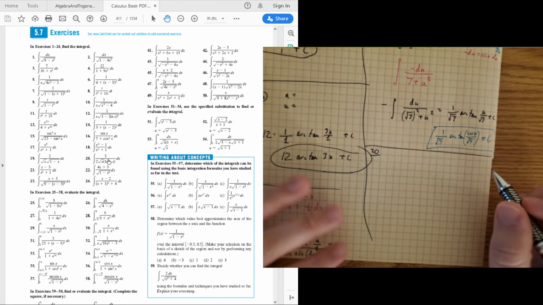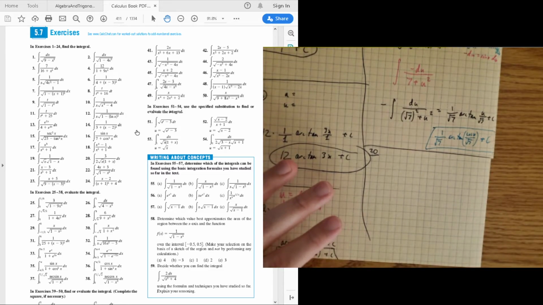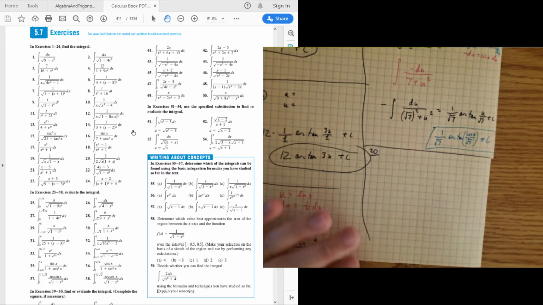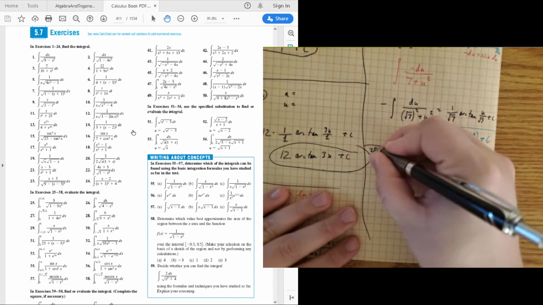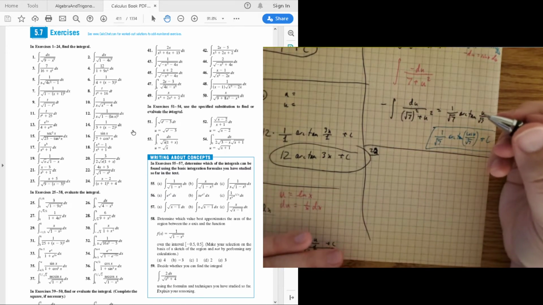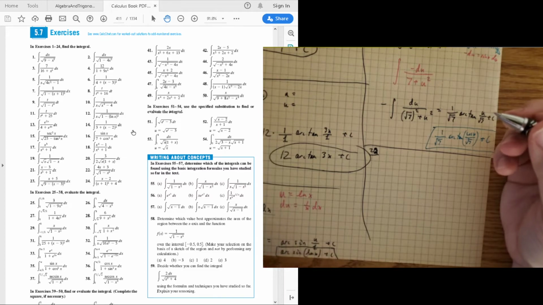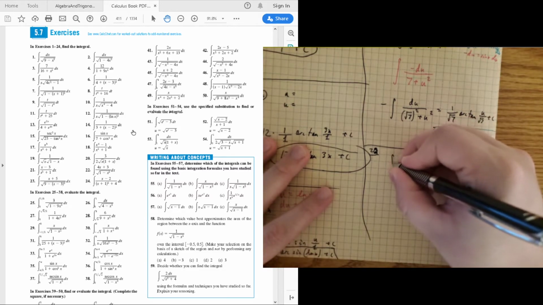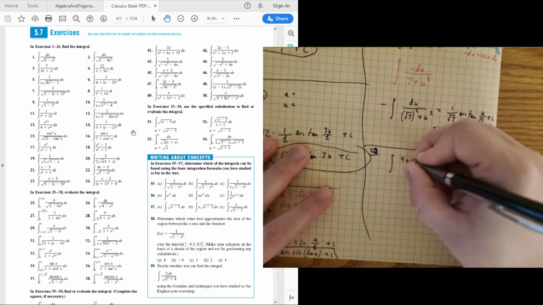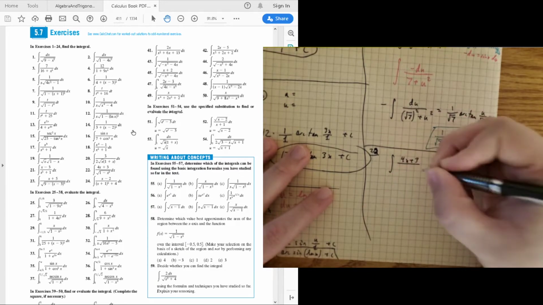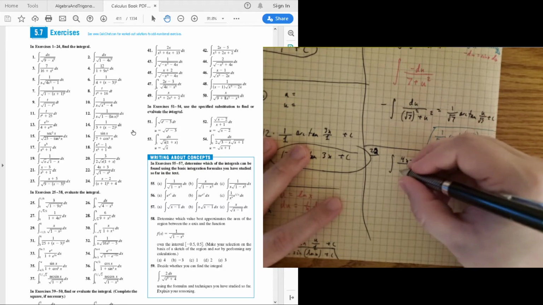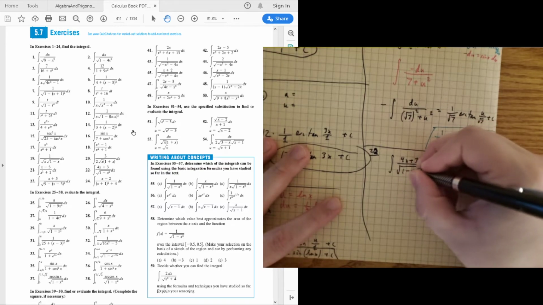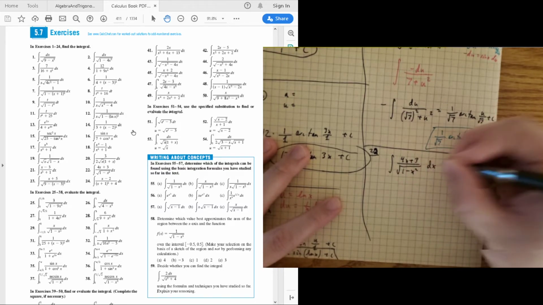All right, number 20. For number 20, we have... Oh, sorry, I wanted to do 22, not 20. 20 is pretty straightforward. It just looks a little funky. Okay. For 22, we have the integral of 4x plus 3 over the square root of 1 minus x squared dx.